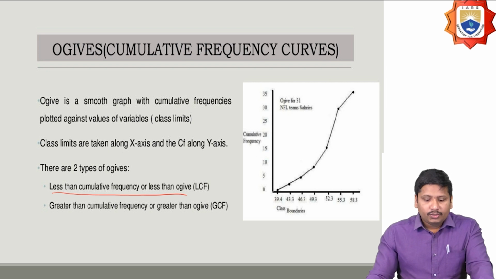Okay. So an ogive is the smooth graph obtained with cumulative frequencies plotted against the values of the variable, and the class limits are taken on the x-axis, and cumulative frequency is taken along the y-axis. And there are two types of ogives: less than cumulative frequency ogive and greater than cumulative frequency ogive.